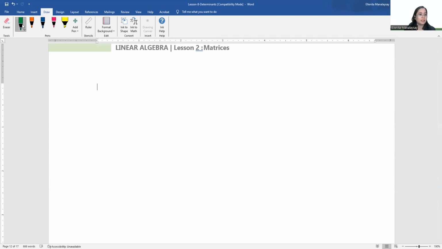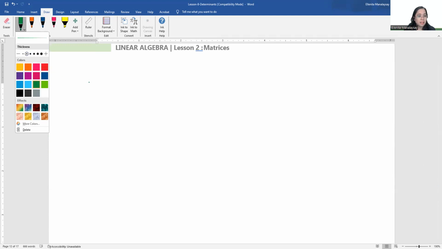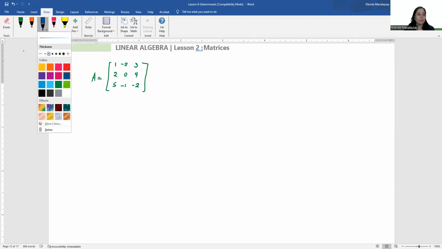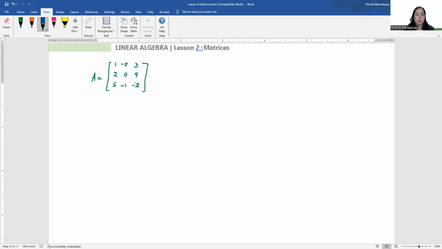So let us consider matrix A, whose entries are 1, -2, 3, then 2, 0, 4, and 5, -1, and -2. So we have this matrix, and let us find the cofactor of each of the entries of matrix A. Let's start with A11.